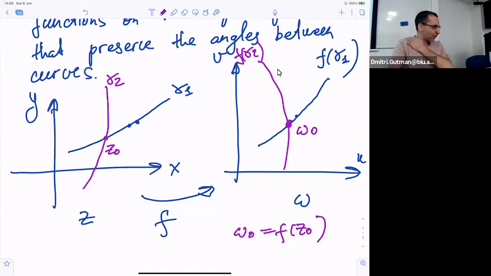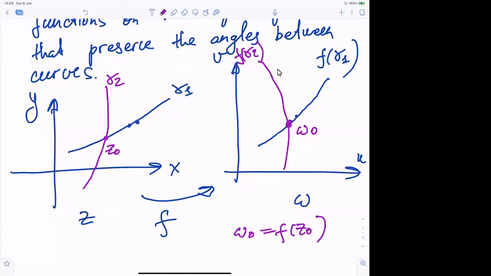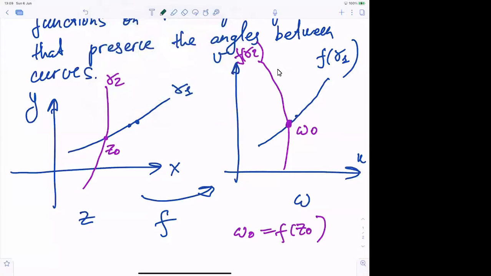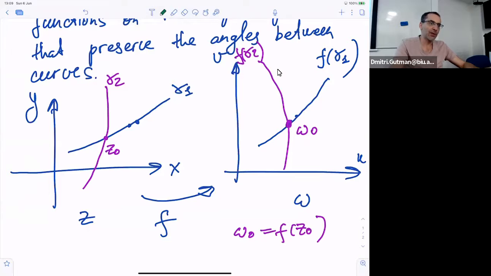So now let's discuss this point. What do we mean by the angle between two curves? How do I define the angle between two crossing curves? Does anyone know how we define an angle between two crossing curves? Maybe with the cosine theorem. But how do we define it geometrically? Let's look at this geometrical construction, and let's just denote the angle. How do we define the angle between curve gamma 1 and gamma 2 at point Z0?